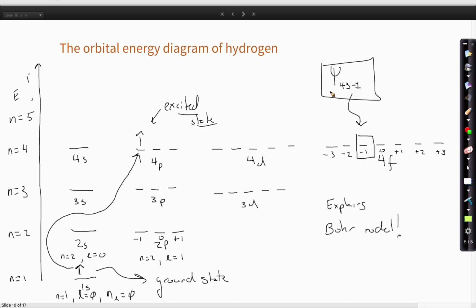How do we show the electron spin? If we draw an arrow up like this, that is m sub s equals +1/2. And if we were to come in and draw an arrow down like this, we would say that would be m sub s equals -1/2.